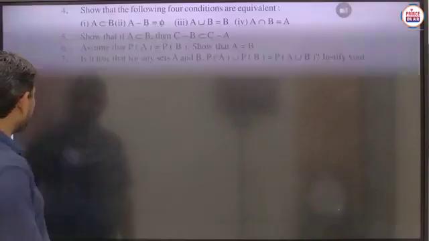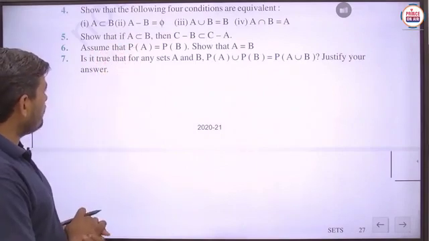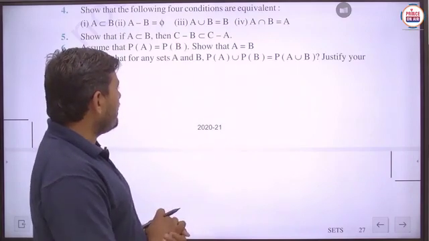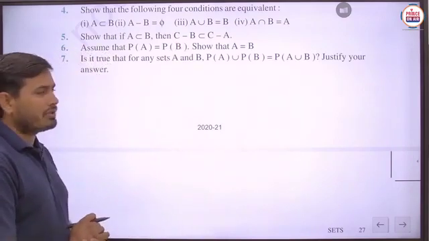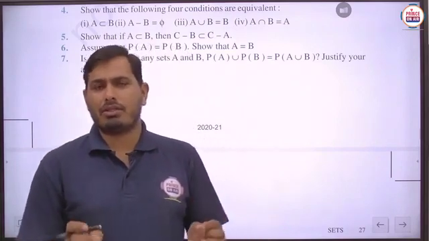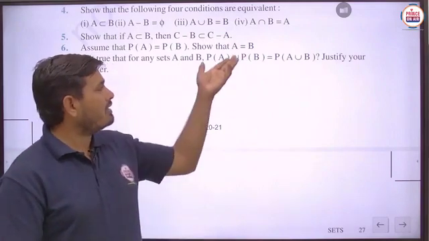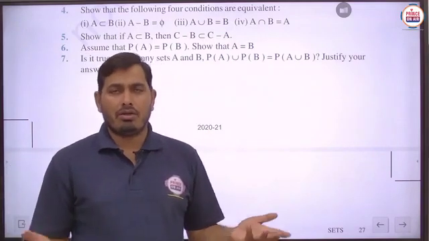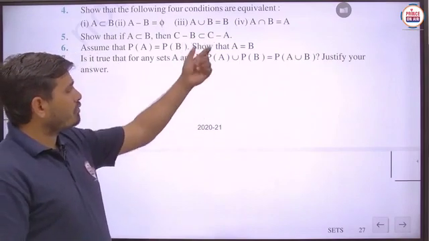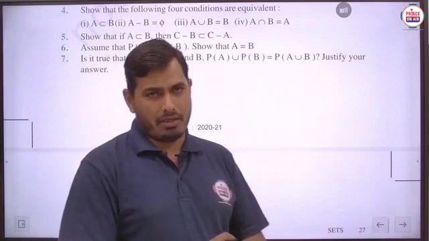In question number 5, we have to show that if A is a subset of B, then C minus B is a subset of C minus A. C minus B means the difference operation between the sets is applied here, and C minus A means again the difference operation between the sets, and we have to prove that C minus B is a subset of C minus A. Is that clear?